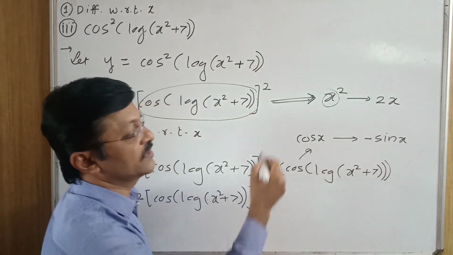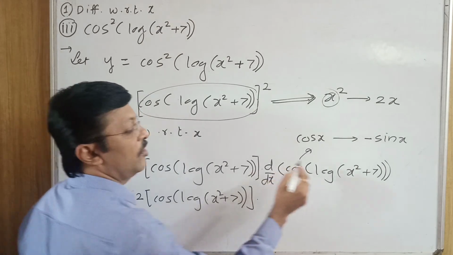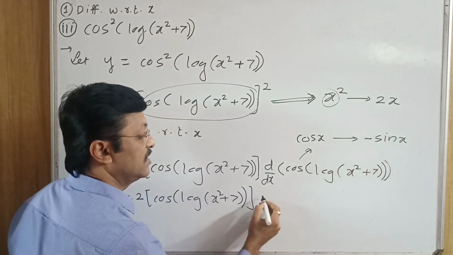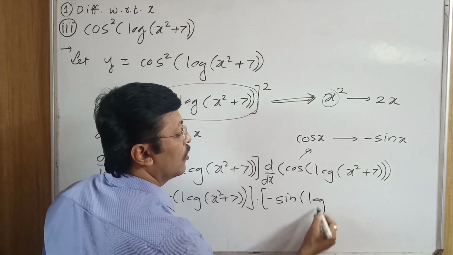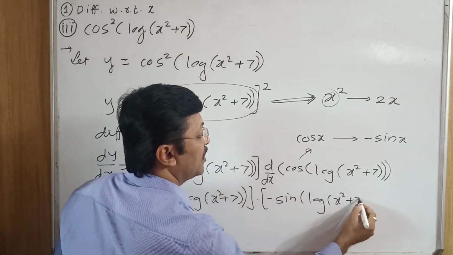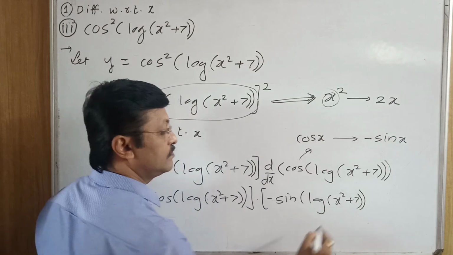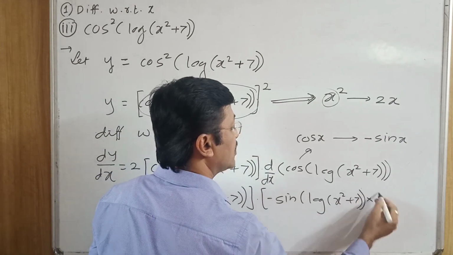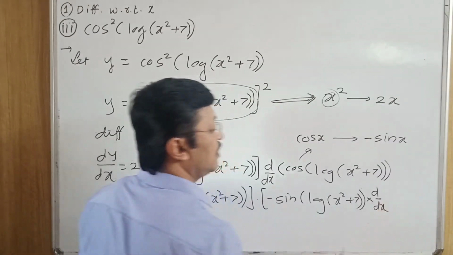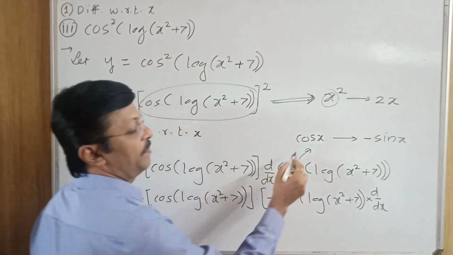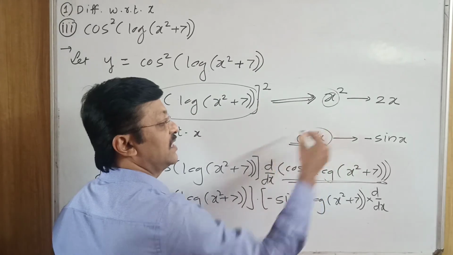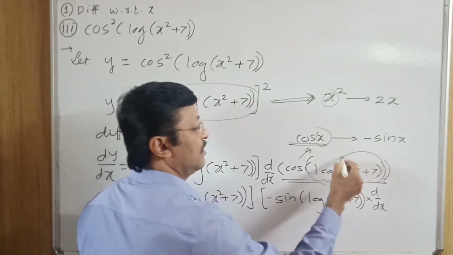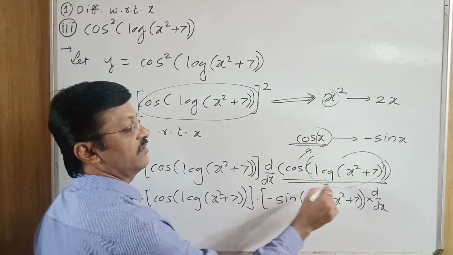So the derivative of cos of x is minus sine x. So the derivative of cos of log of x square plus 1 is minus sine of log of x square plus 1 into d by dx of the replacement of x. When you compare this cos of x with cos of log of x square plus 1, what is x replaced by? X is replaced by log of x square plus 1.